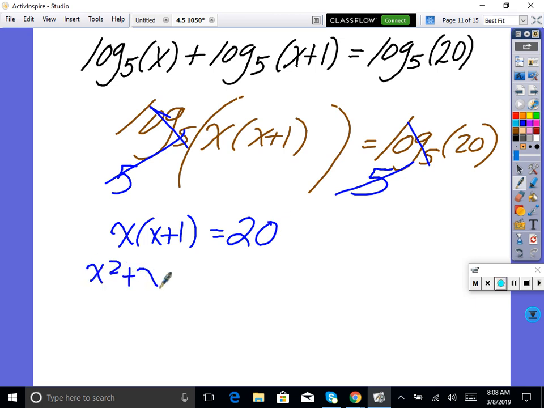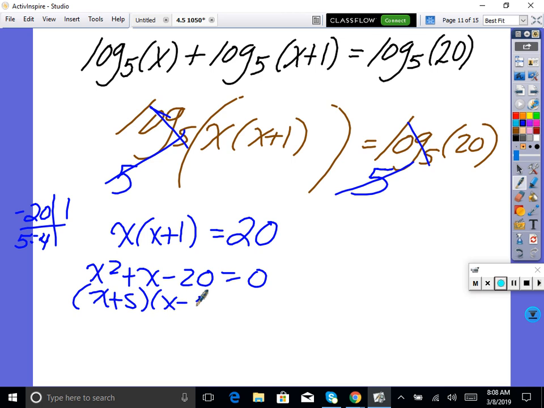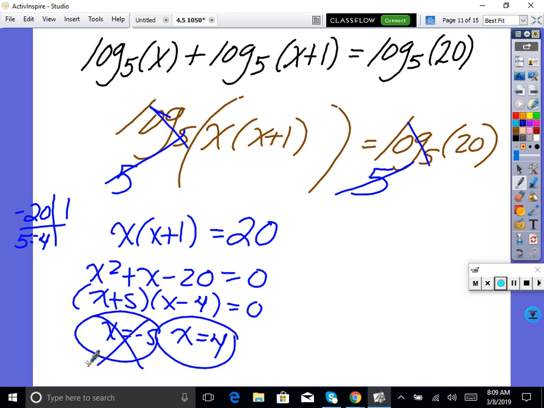X squared plus x minus 20 equals 0. And then you would solve by factoring. Let's just quickly keep going. What multiplies to be negative 20 and adds up to be 1? 5 times negative 4, right? X plus 5, x minus 4 equals 0. Therefore, x equals negative 5, x equals 4. Do I need to throw out either answer? Negative 5, because when you plug in negative 5, it's a negative inside the logarithm. Awesome.